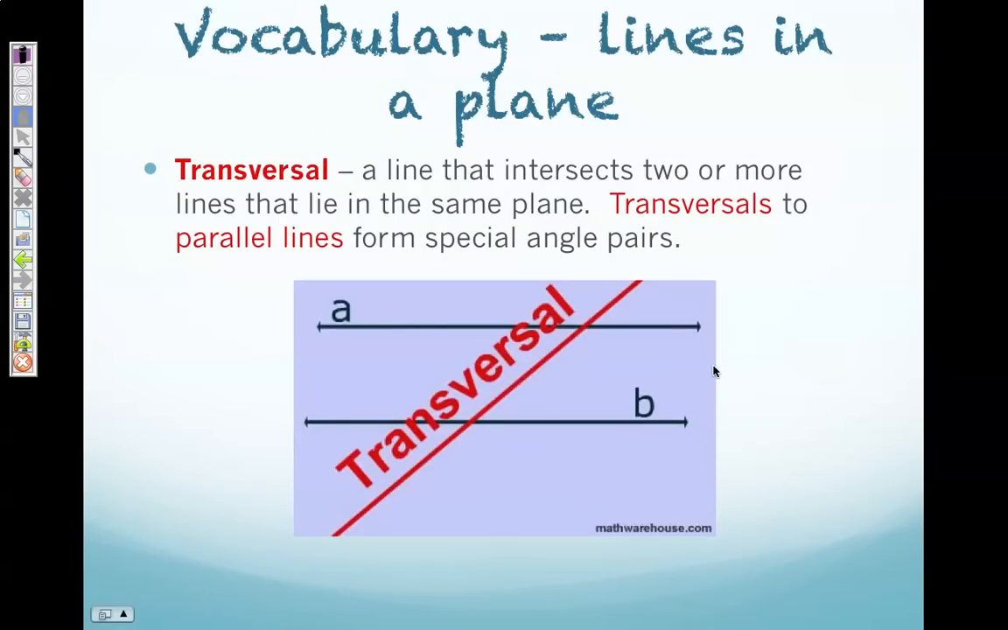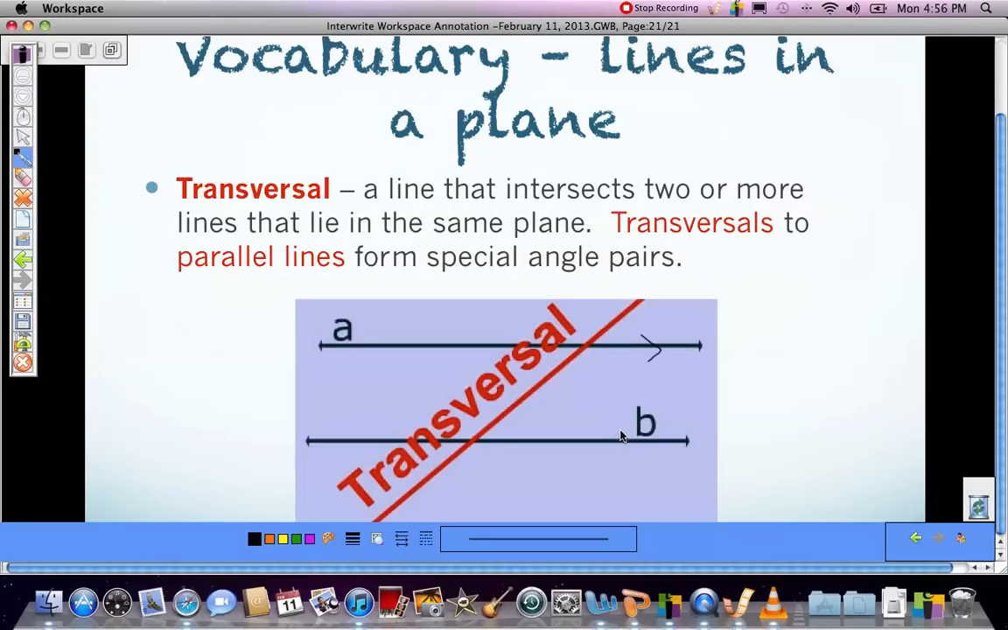All right, on your vocabulary number 15, a transversal is a line that intersects two or more lines that lie in the same plane. So as you can see here, line A and line B are parallel, and they are cut or intersected by this other line, this third line, and this third line is called a transversal. And when you have a transversal that intersects two parallel lines, special angle pairs are formed, and that's what we're going to talk about next.